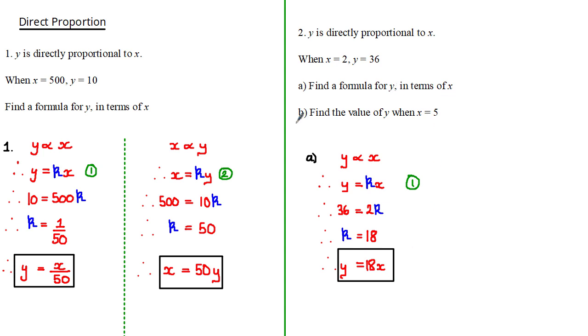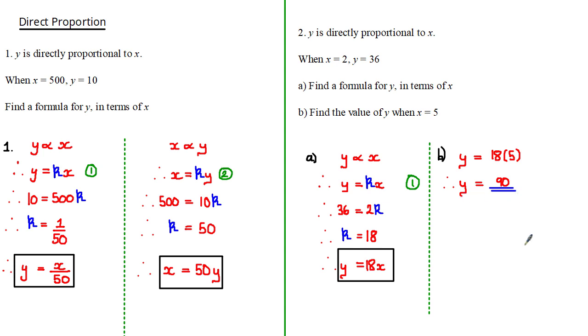Okay? Now the second part of this problem goes a step further and asks us to find the value of y when x is equal to 5. So given that we've now found a general formula for y in terms of x, we can now use this formula to find the value of y when x is equal to 5 by simply subbing x is equal to 5 into this formula, giving us that y is equal to 18 times 5, and therefore the value of y when x is equal to 5 is equal to 90.